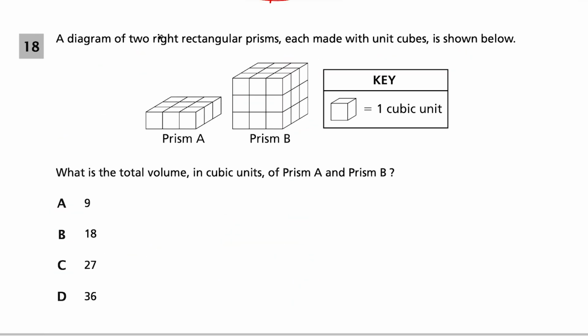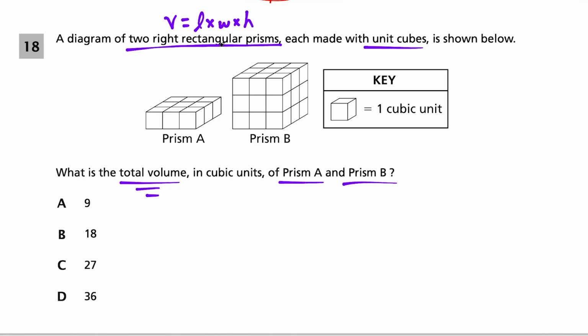Definitely choice B. Question 18, we have a diagram of 2 right rectangular prisms, each made with unit cubes, and they're both shown below. And we want to know what is the total volume in cubic units of prism A and prism B. Now, these are right rectangular prisms, and the volume of a right rectangular prism is length times width times height. Okay, that's the formula that we're going to use here.